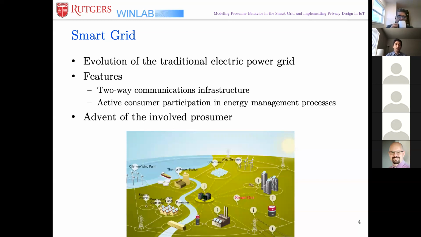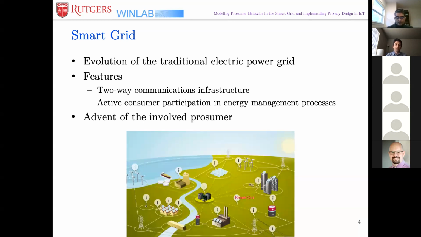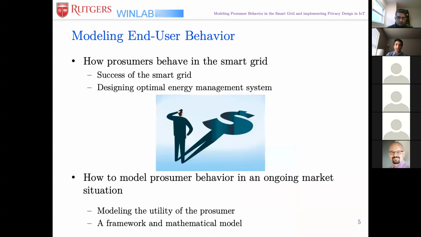So prosumers not only can consume energy from the power utility, but they can also produce energy to power their own homes and can often generate surplus electricity that can feed back into the grid for an energy credit or sell it at the market price. How prosumers behave in this emerging energy management scenario, their perception, motivations, and decisions will influence the success of the smart grid.